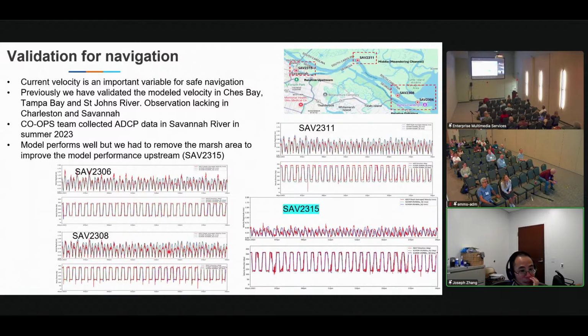So we did some validations. Long story short, for Savannah, we were able to get pretty reasonable results with minimum tuning. The most challenging one is the most upstream one, which is not surprising. What we found is that there are large uncertainties with the DEM in the marsh areas, especially the marsh channels. So we finally decided to keep all the channels, but essentially make the other areas of marsh more or less permanently dry. That resolves these salt intrusion issues.